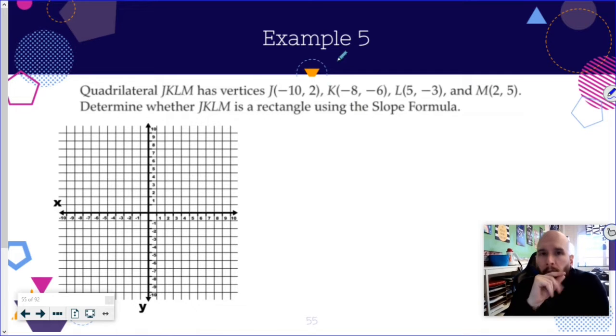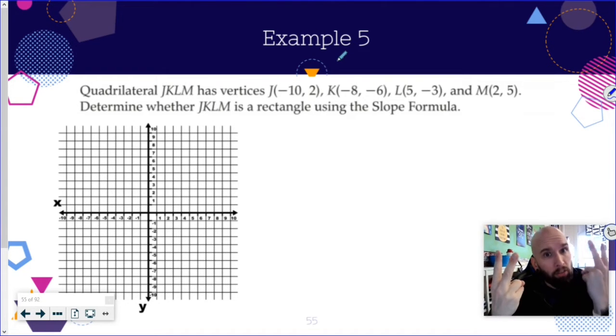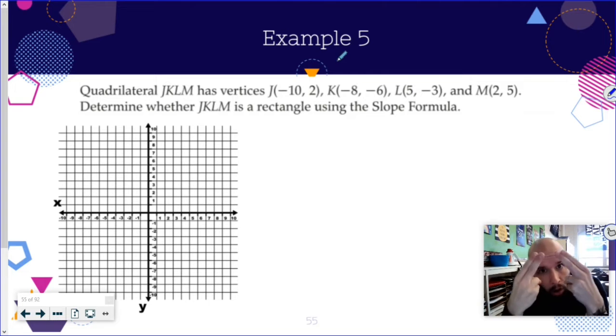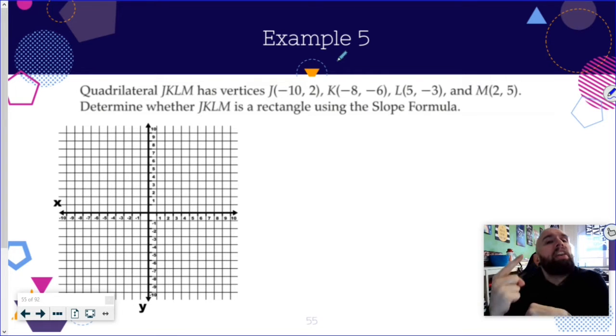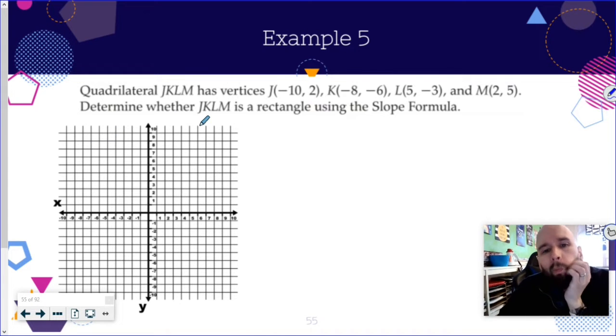So this is what I'm looking for. I need two lines that have the same slope. I need two lines that have a different same slope. And are those different slopes negative reciprocals of each other? If they are, I have a rectangle. So let's just go in order.